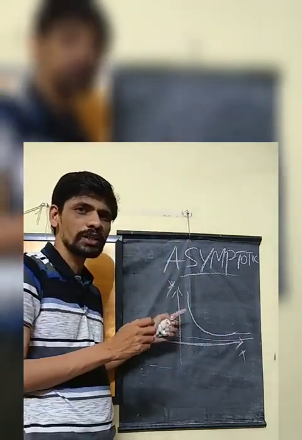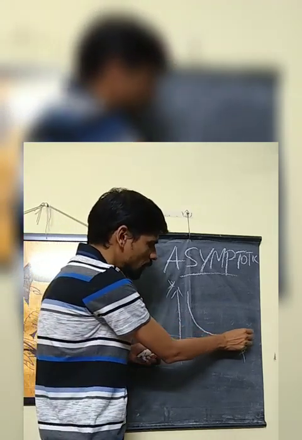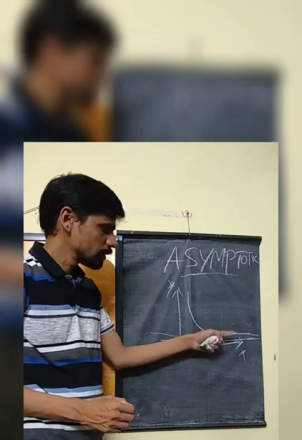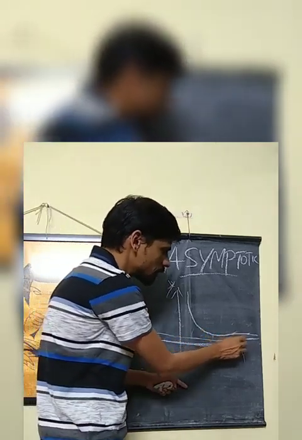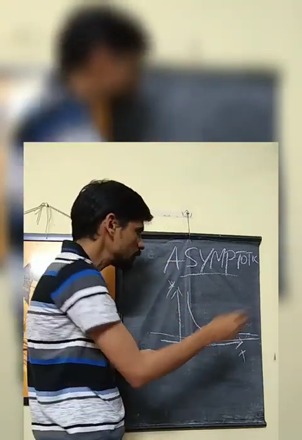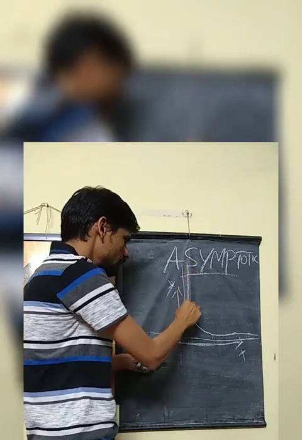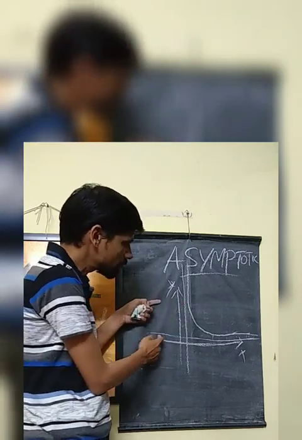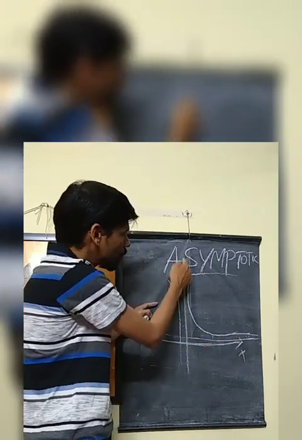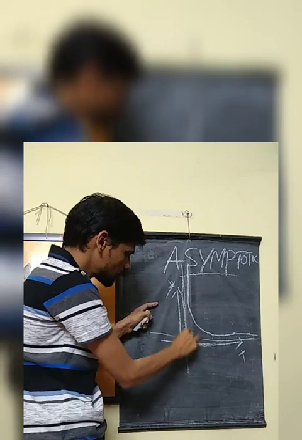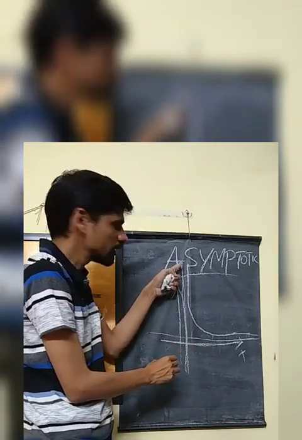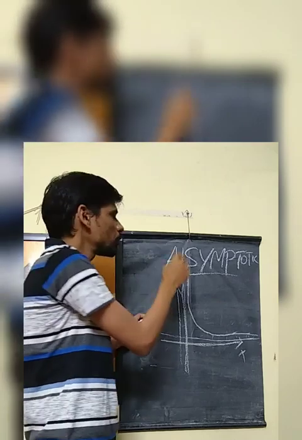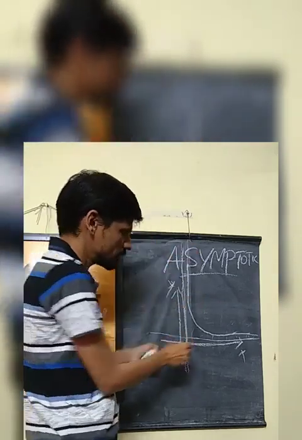An asymptotic line is a line which is close to the curve and never touches the curve, as the distance between the curve and the line becomes closer to infinity. So an asymptotic line is a line which is close to the curve and never touches it. As it gets closer to the curve and goes to infinity, it will go on like this.